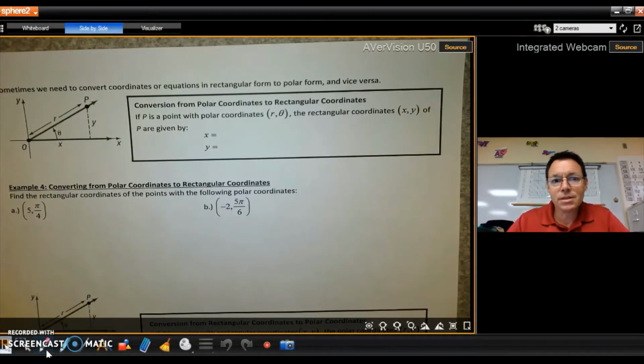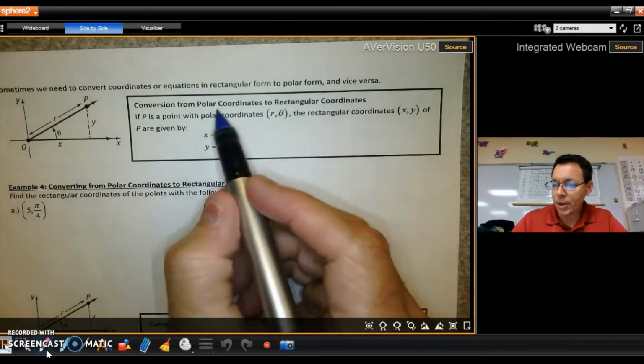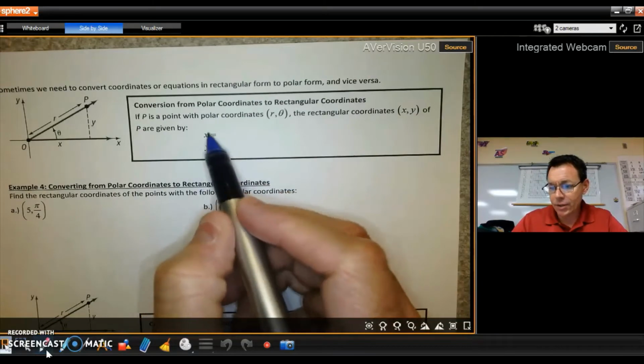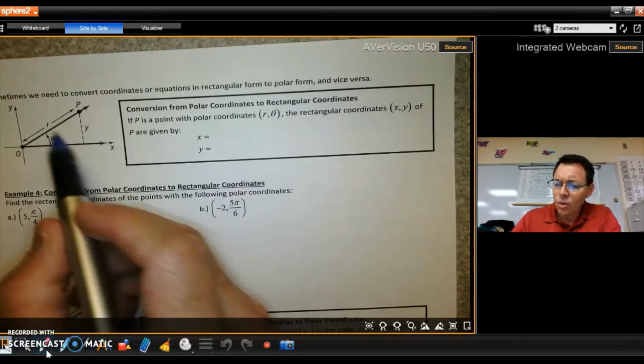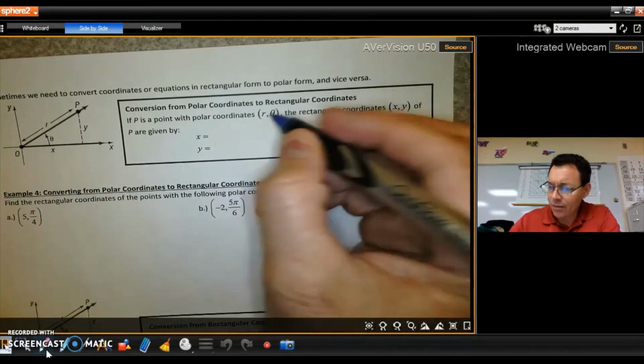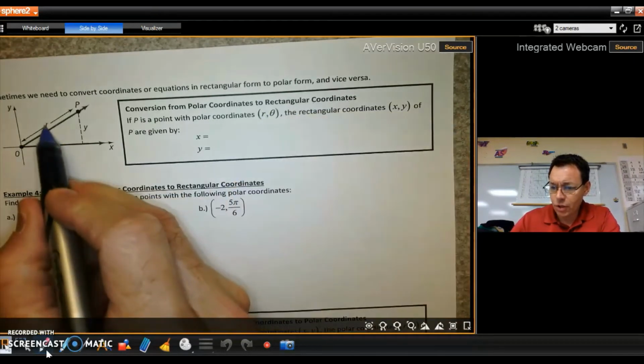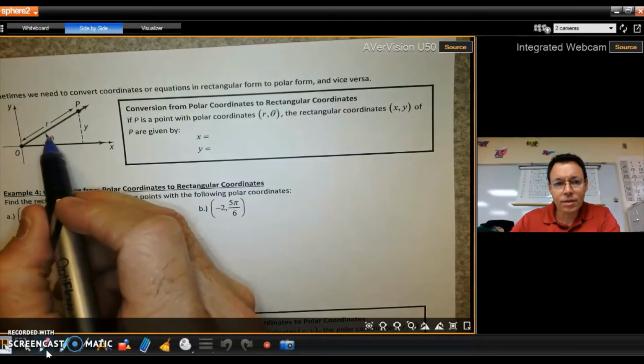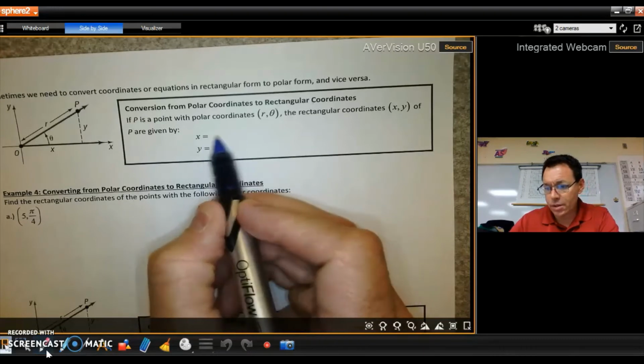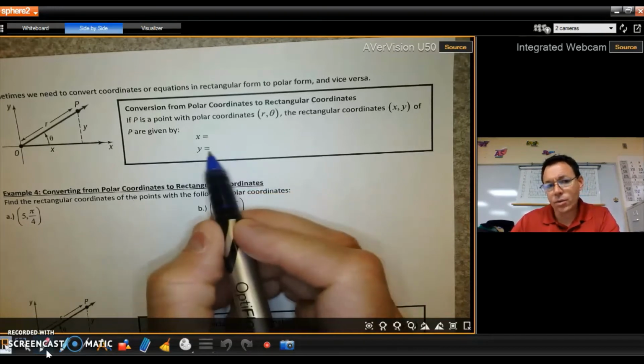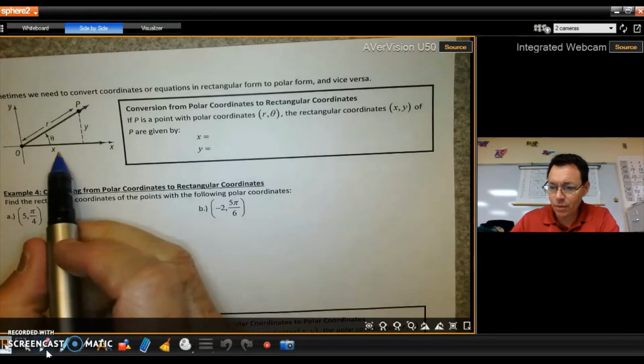Well, that means that we can convert between the two ways of writing these coordinates. We can go from rectangular to polar and from polar to rectangular. First we're going to look at going from polar to rectangular. So I'm going to be given an r and a theta, and I want to convert that into an x coordinate, and then into a y coordinate. One at a time, take a look at what's going on.